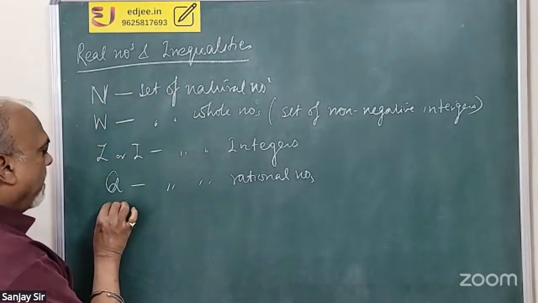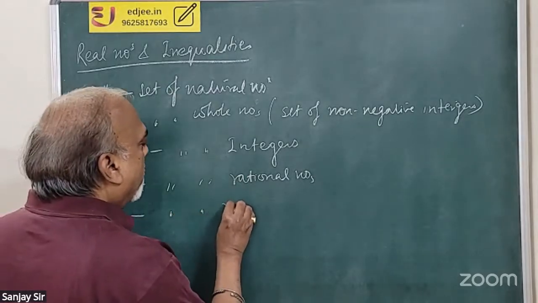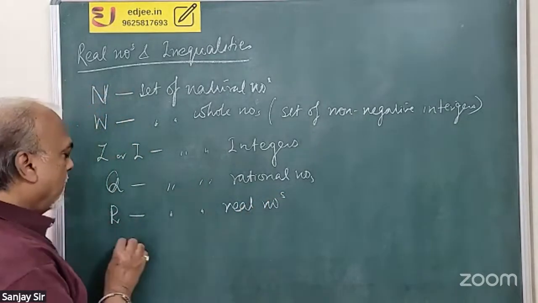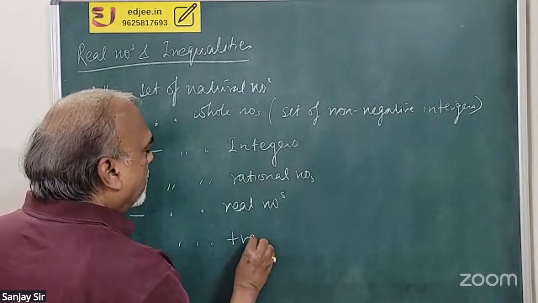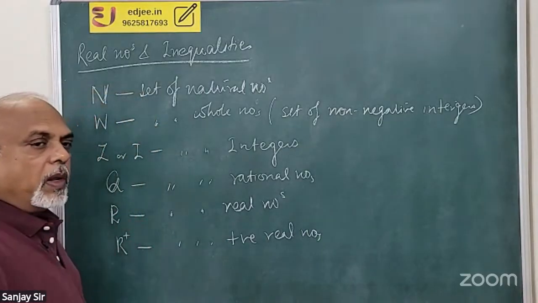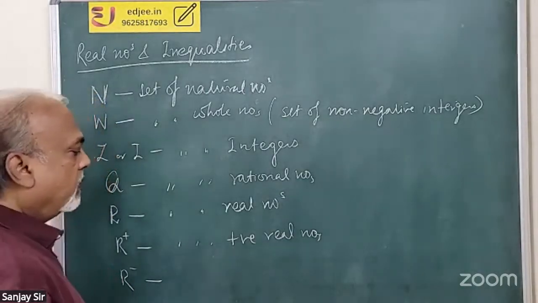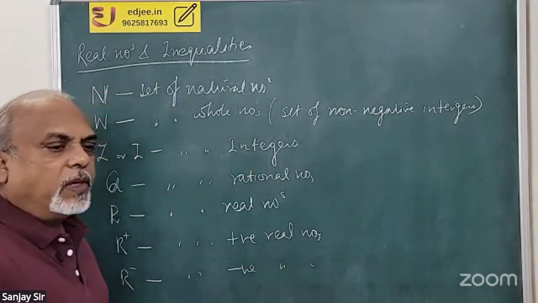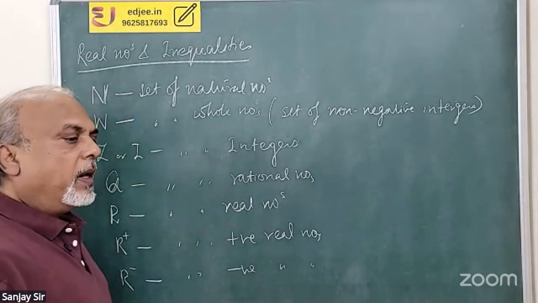Then what is R? R is set of real numbers. And sometimes this is set of positive real numbers and set of negative real numbers. These things, there is no problem. Correct?